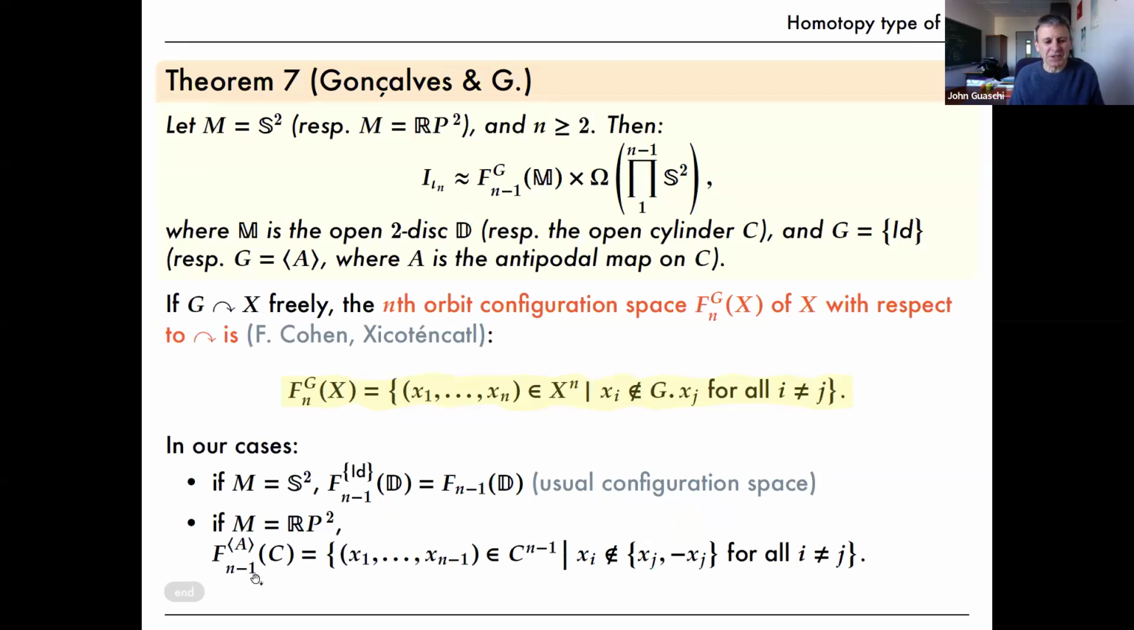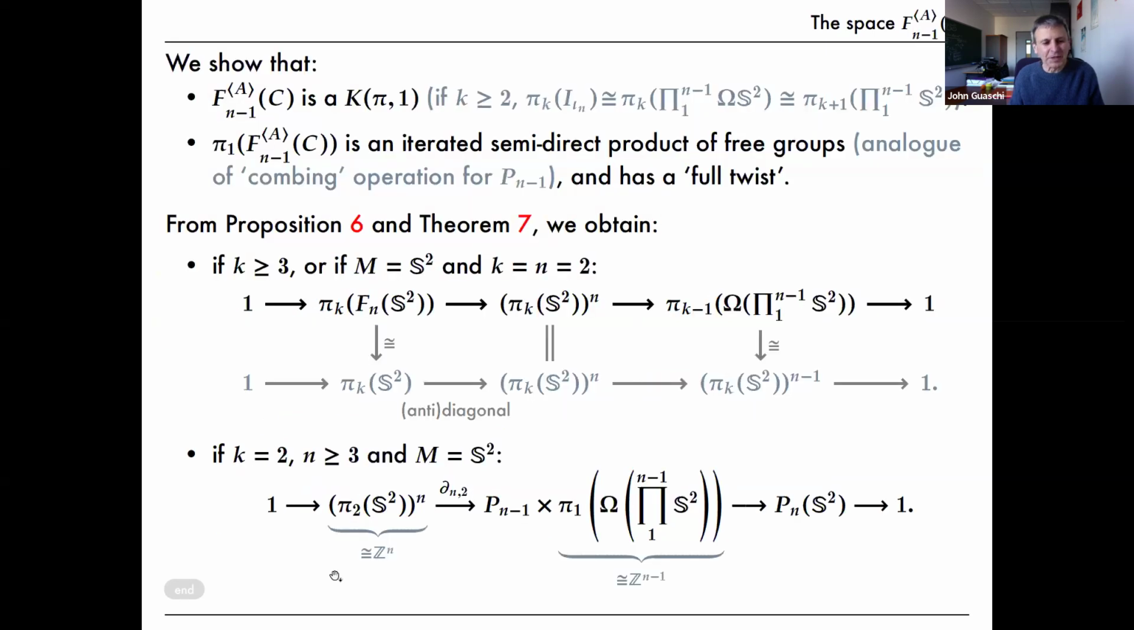Yeah, so we studied this space in the case of the projective plane. So we showed that it's a K(pi,1). And so that's one important property: when you take the long exact sequence in homotopy, it is useful to have. And it turns out that when you look at the fundamental group of this space, just as for the pure braid group, the Artin pure braid group, it can be written as an iterated semi-direct product of three groups. So there's kind of like a combing operation going on.